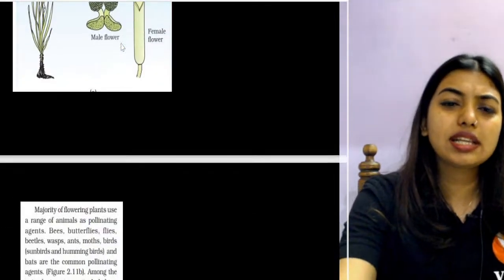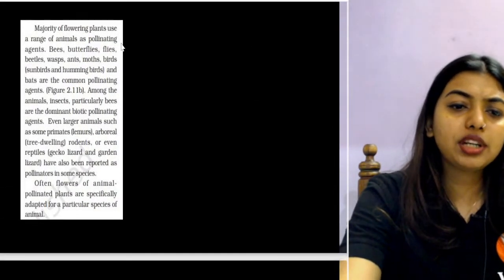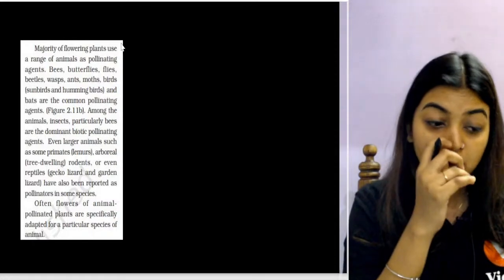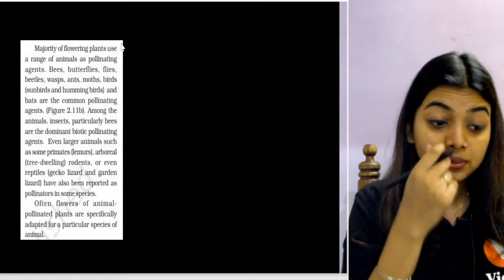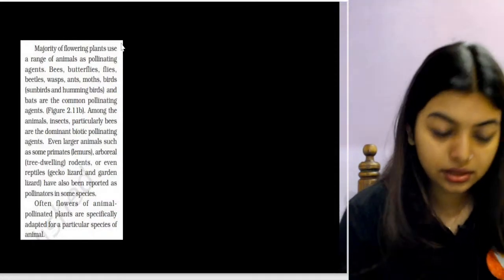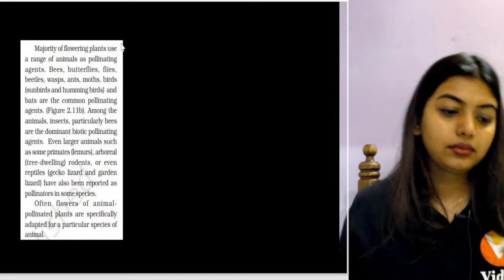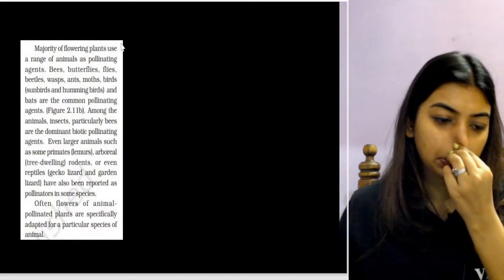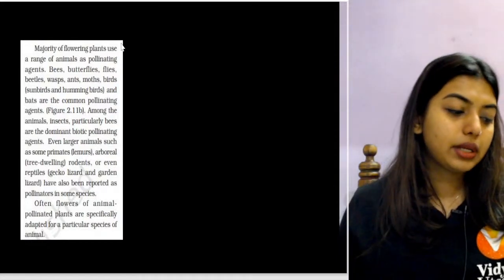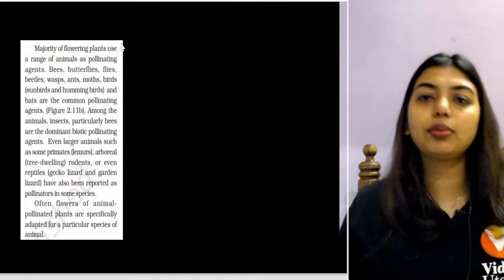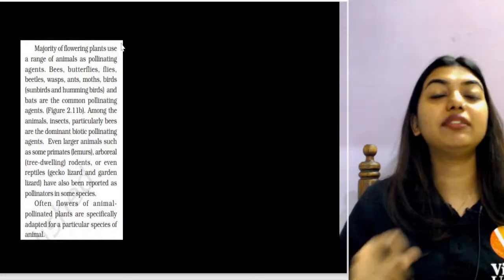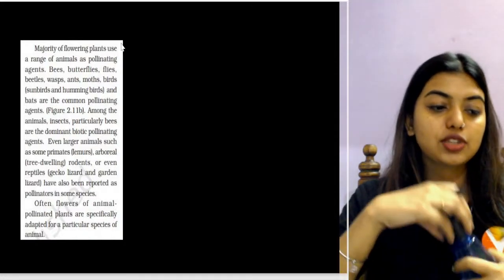Now students, is it necessary for the water pollinated flower to be colorful? Tell me yes or no. Tell me quickly students, is it necessary for the water pollinated flower to be very, very colorful? Yes or no question.